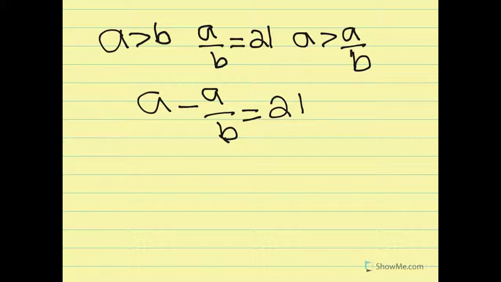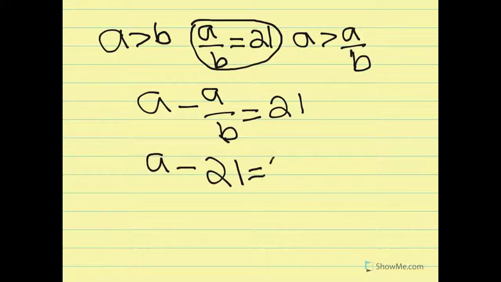And also, in this equation, a minus a over b is equal to 21, we already know that a over b is equal to 21, so we can substitute that in. So a minus 21 is equal to 21. And now we can add 21 to both sides, and we have a is equal to 42.